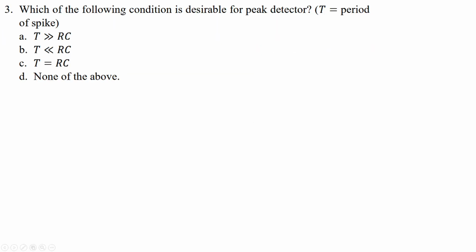Question 3 is, which of the following conditions is desirable for a peak detector? Where capital T is the period of the spike and R and C are the resistance of the resistor and the capacitance of the capacitor. So a peak detector, you have seen in the lecture how it looks. It's a device which consists of a diode, a resistor and a capacitor.